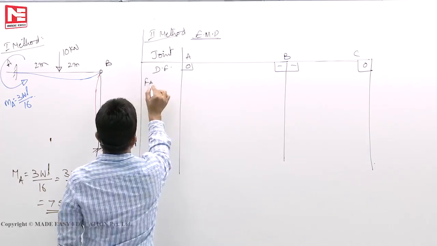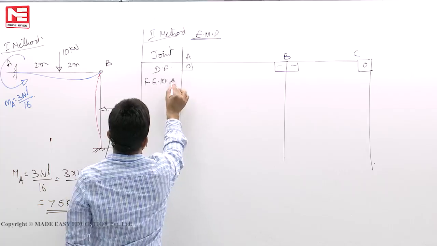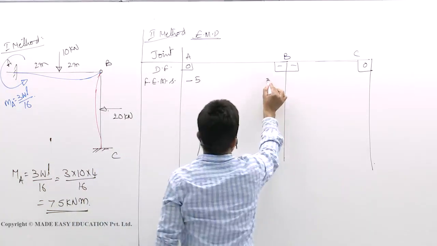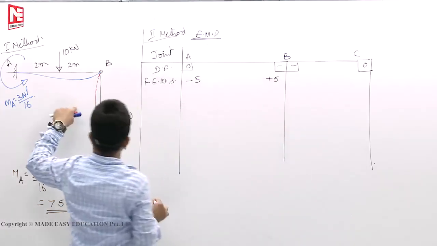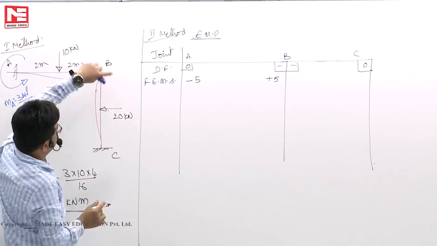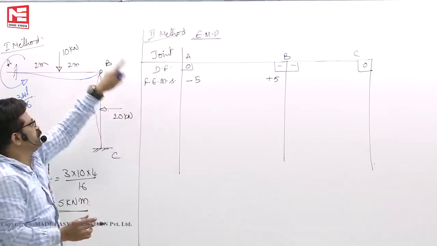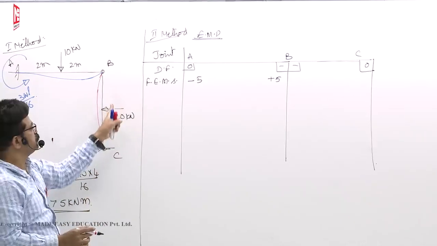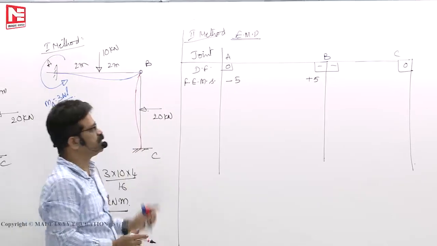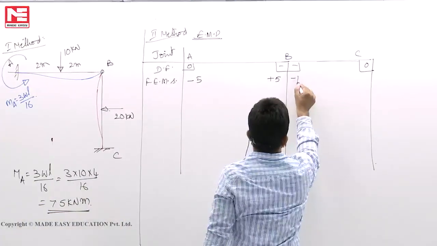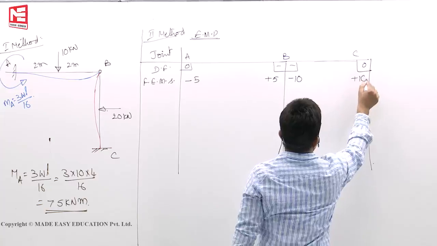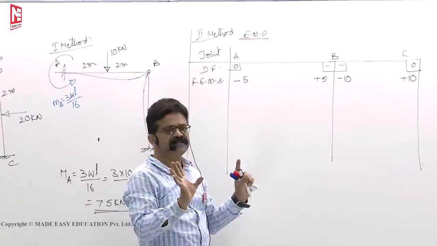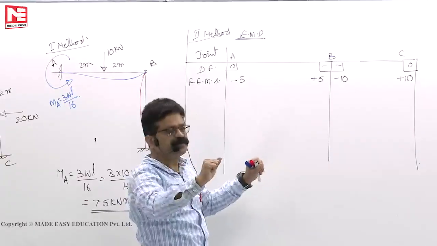Next, fixed end moments. Here WL by 8 means minus 5 plus 5. Now stand here, when you apply, for this profile if you apply moment, fixed end moment, it is anti-clockwise. WL by 8. So 20 into 4 by 8 means what? 10. So minus 10 plus 10. This minus 5 plus 10, they cannot be released because they are fixed support only.